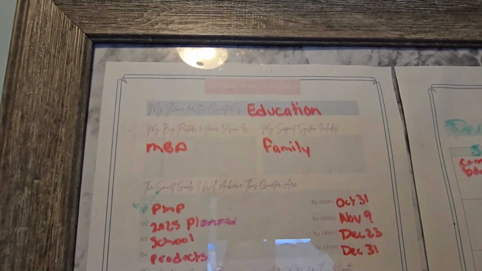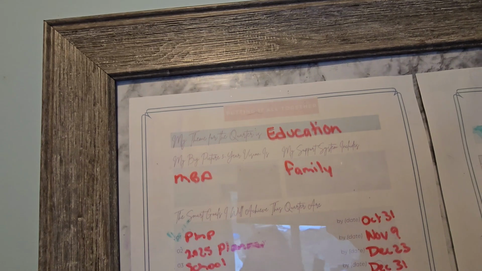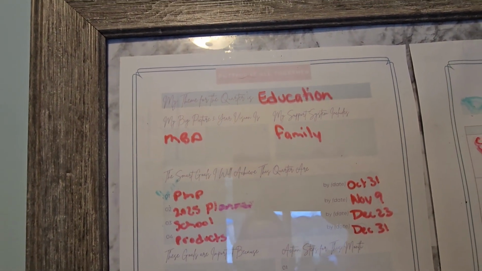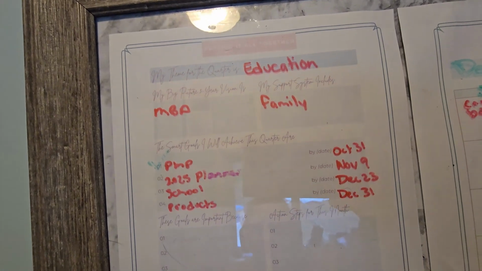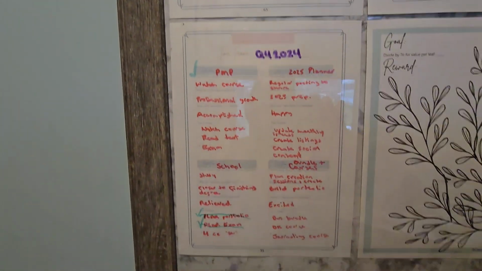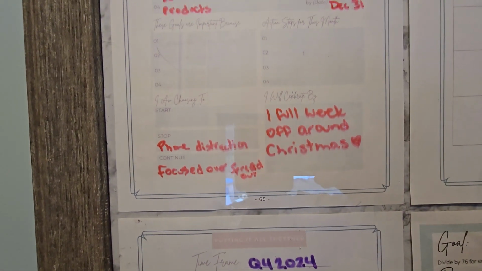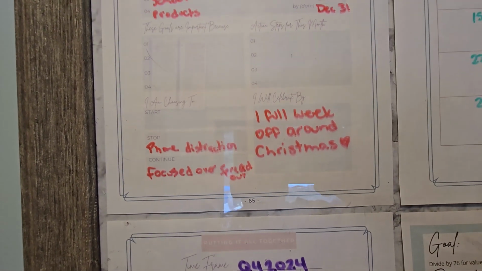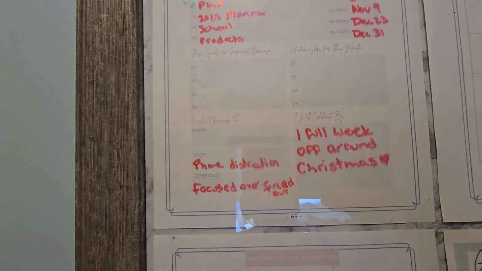This page here is just a quarterly focus, my education. My big picture goal is to do, after my bachelor's is done next semester, apply for my MBA, support systems with my family, and then I've got my main goals here, which are the same ones that I have down here broken down. How am I going to celebrate? So my plan is to actually take a full week off at Christmas and just give myself a breather. I've had a very busy kind of quarter.